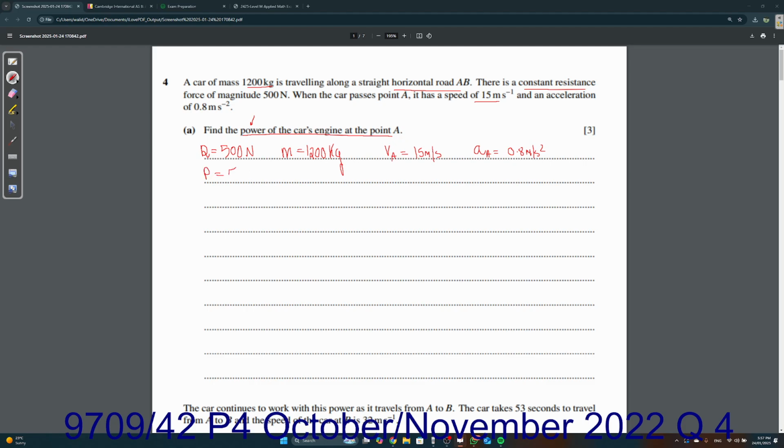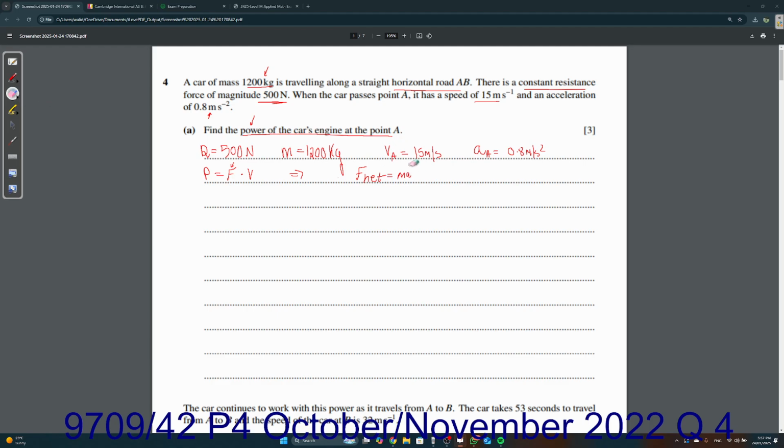We know that the power is equal to the force times the velocity. We have the velocity, but we require the force. Knowing the mass and the acceleration, we know that F is equal to ma. But this is in the case of having one force, right? What's the problem here is that we also have a resistance force. So this F equals ma is F net equals ma, without the vector symbol.